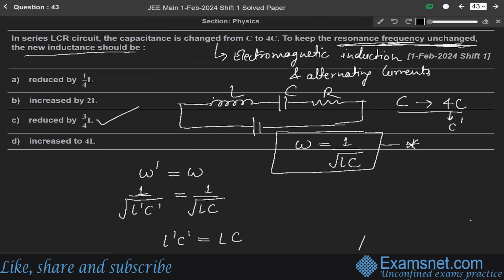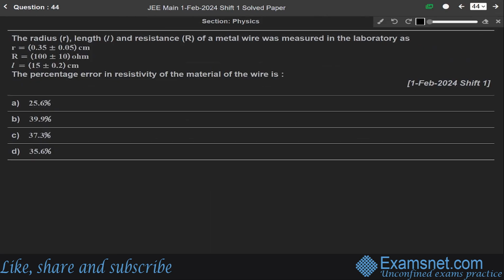Okay, now next question 44. The radius R, length L, and resistance R of a metal wire are measured in the laboratory. We have to find the percentage error in resistivity. So this question is from the units and measurements again.